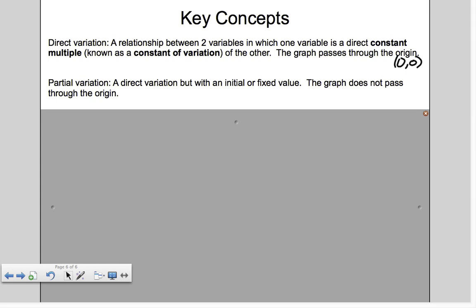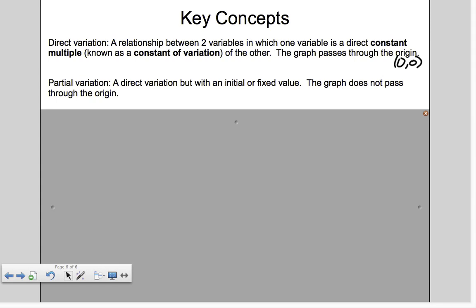If I plugged in 0 for x, or for the input, what is my output? 0, right? We're going to pass through 0, 0. The other 3 were examples of partial variation. Where if I plugged in 0 for x, and that's always interesting, nobody picked 0 for the input, I would not have gotten 0 as an output.